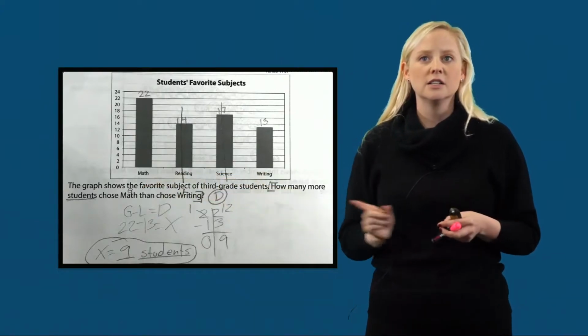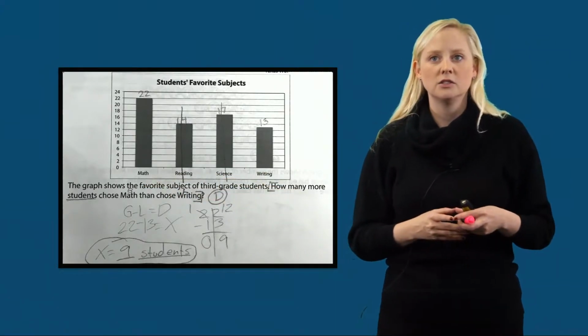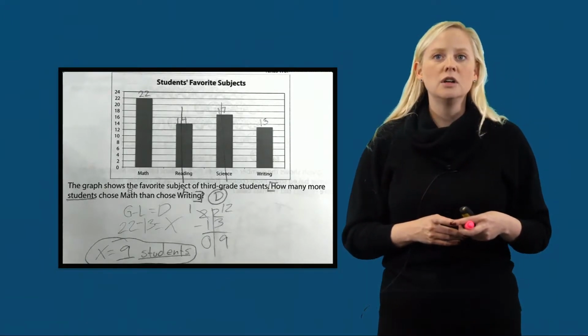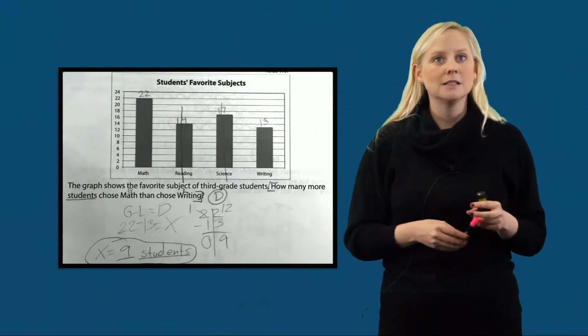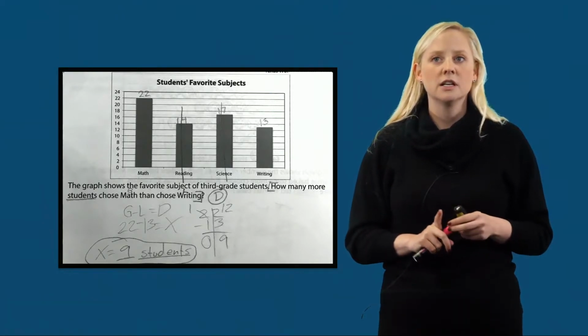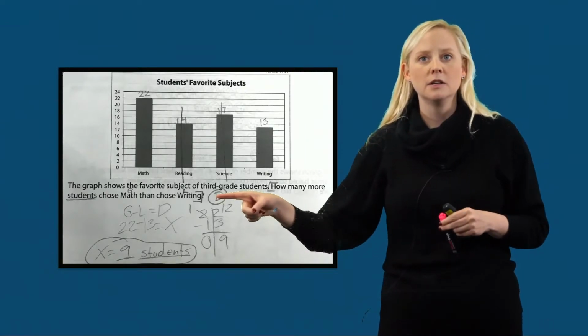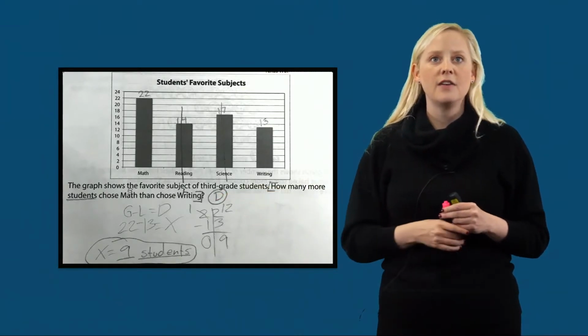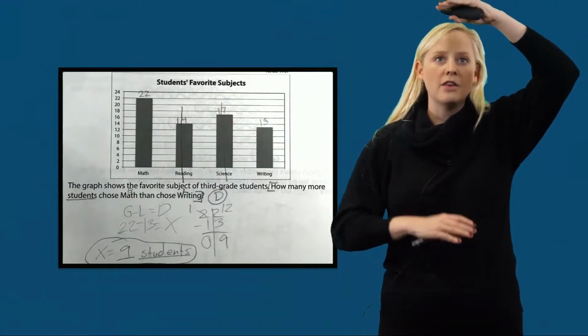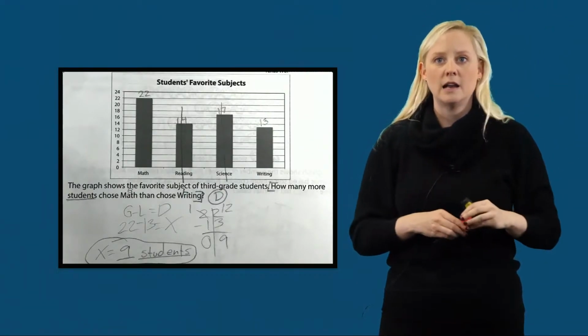This question says the graph shows the favorite subject of third grade students. How many more students chose math than writing? So the student crossed out reading and science because they're not asking about reading and science. They've crossed out irrelevant information. They've named the problem type. Here you can see this D. The student has identified this as a difference problem because we're comparing the number of students who chose math versus the number of students who chose writing.